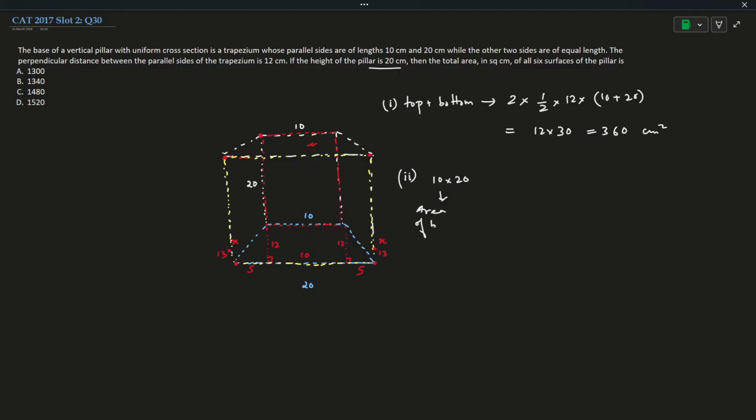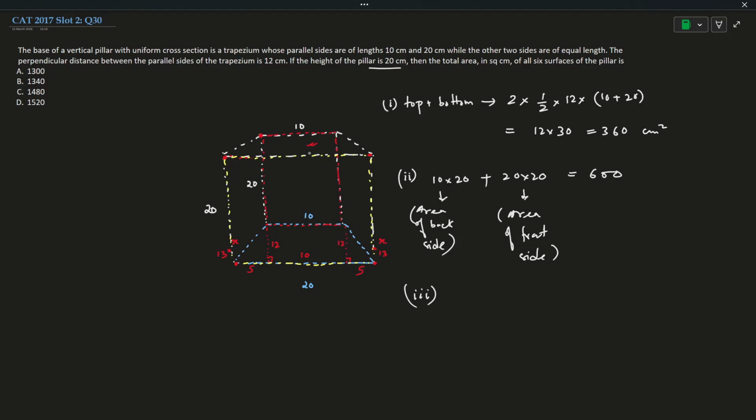Area of back side. Okay, what is the area of the front side? Area of the front side is, the height is same, 20. For this, length will also be 20. 20 into 20. Area of front side. So this will be 200 plus 400, right? 200 plus 400. So this is 600. All right.